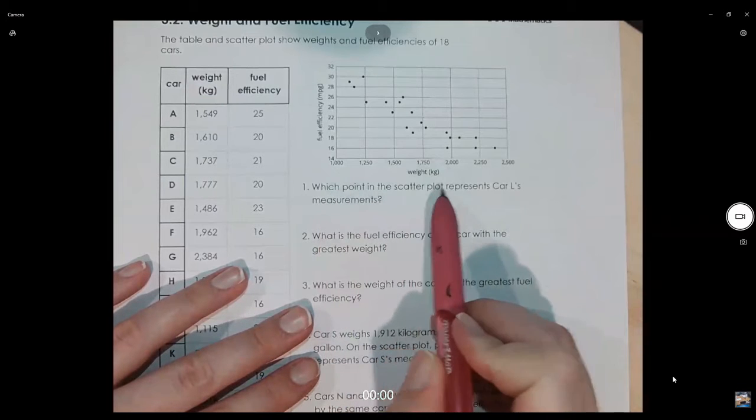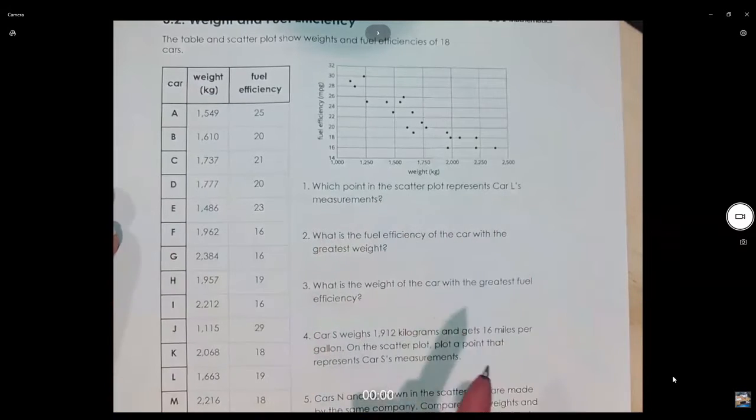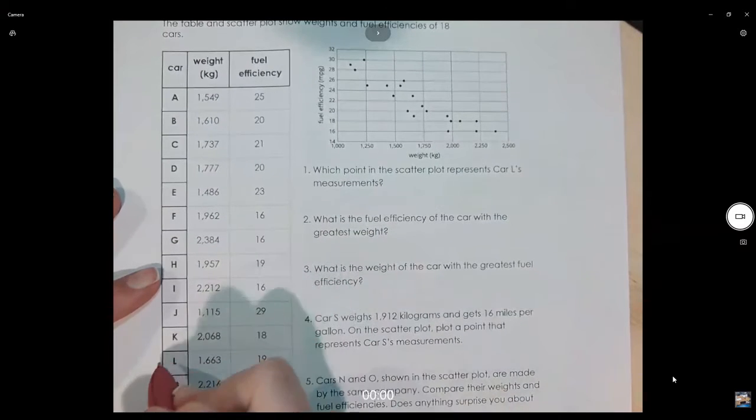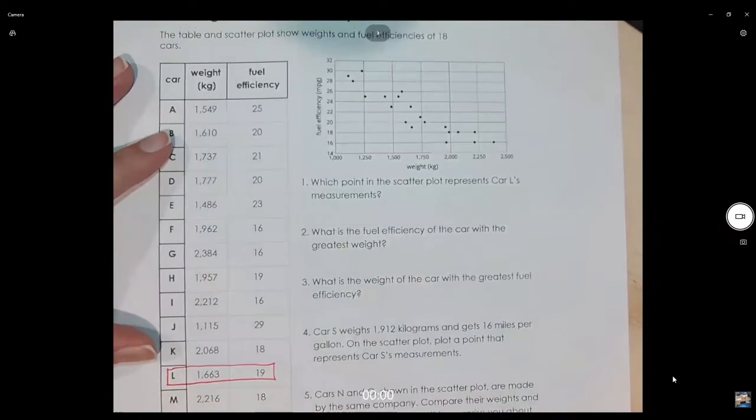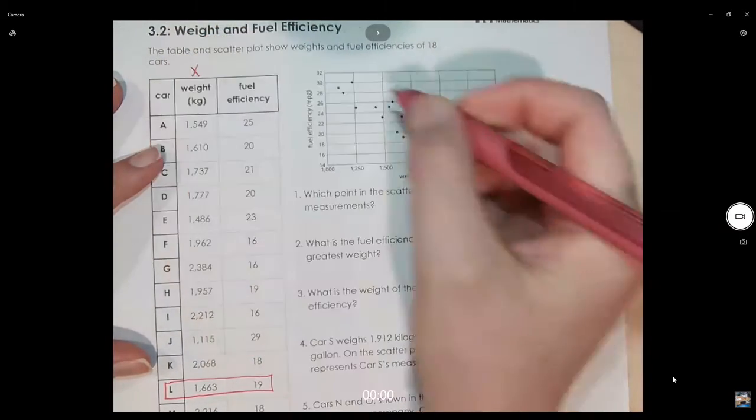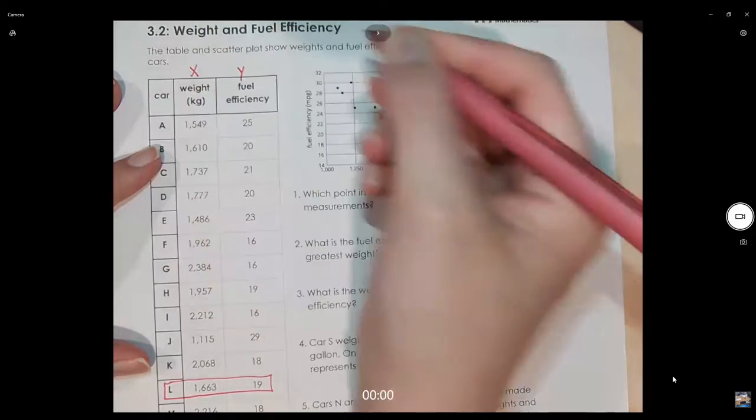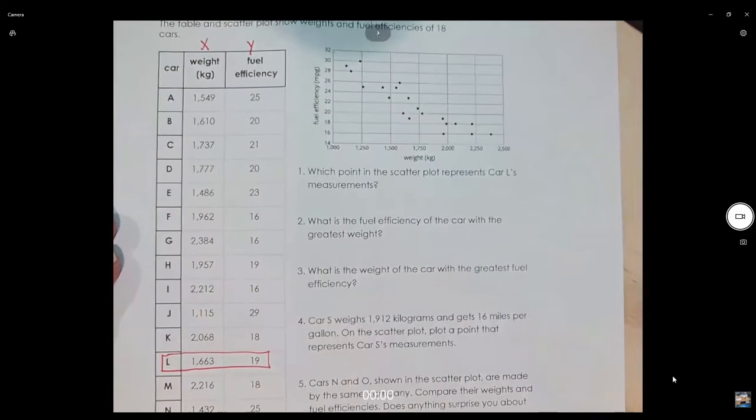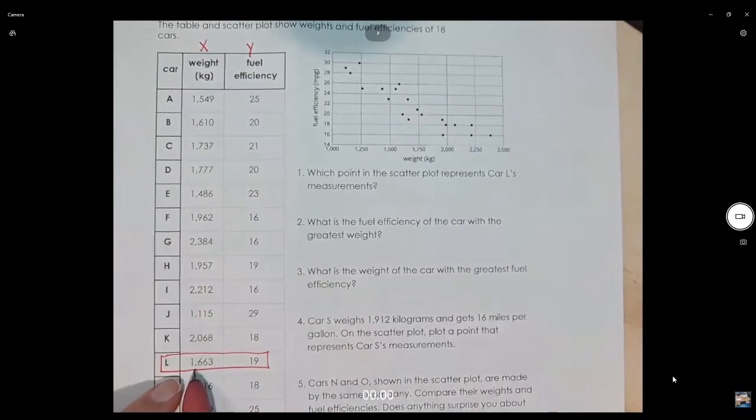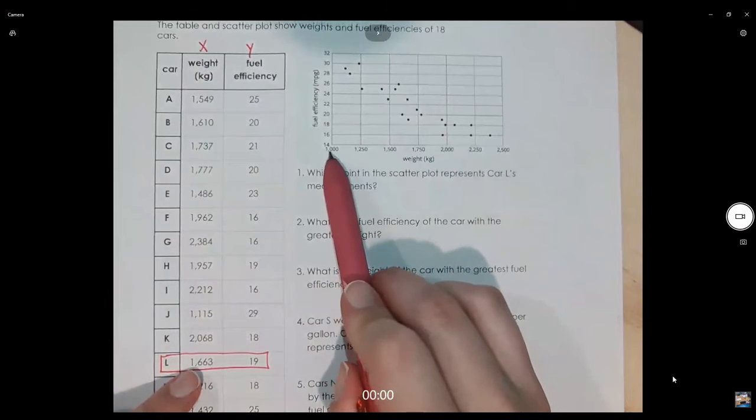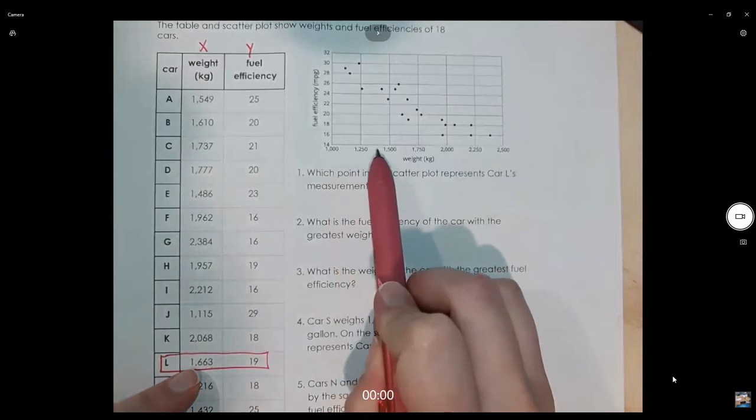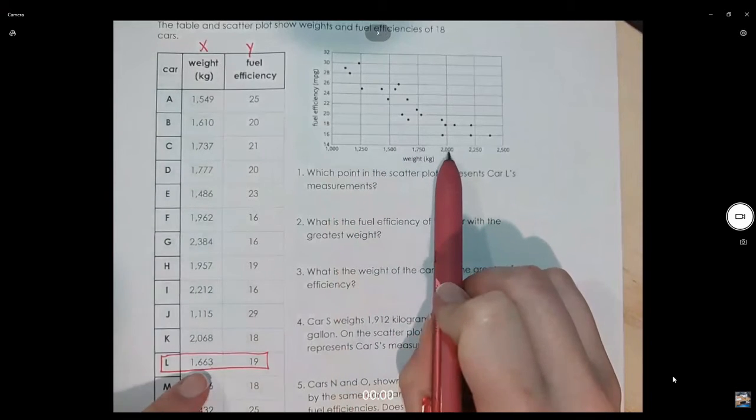Which point on the scatter plot represents car L's measurements? If we go to car L, you'll see that right here. Since we said that these were our X values on our graph and these were our Y values, that's what I want to look for. So I see that I want an X value of 1,663 and a Y value of 19. If you look at your x-axis, we see that it starts counting at 1,000 and then it's increasing by 250 each time. So we're going to have to estimate.